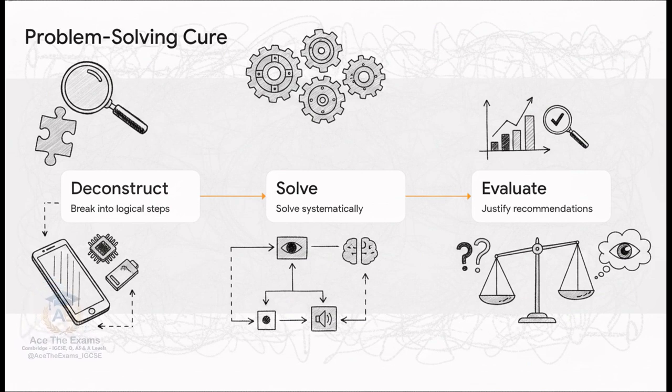Next, challenge 2, find the flaw. You solve systematically. You trace the data path. If a student writes, the sensor decides to ring the alarm, you need to spot the flaw immediately. The sensor doesn't decide anything. The microprocessor does.